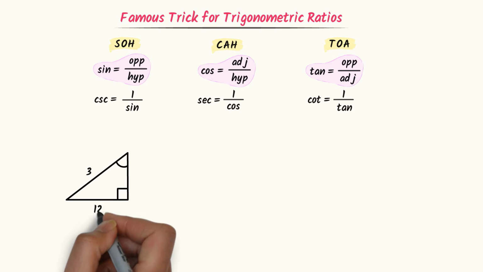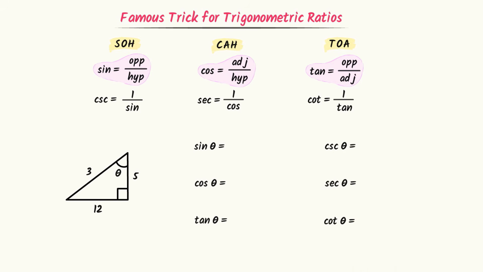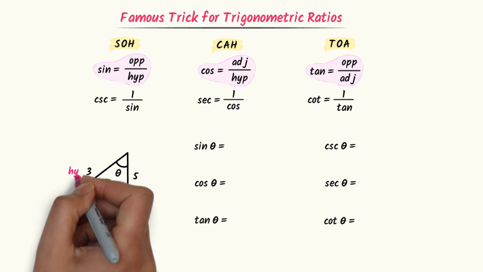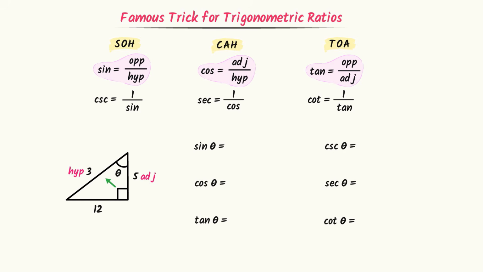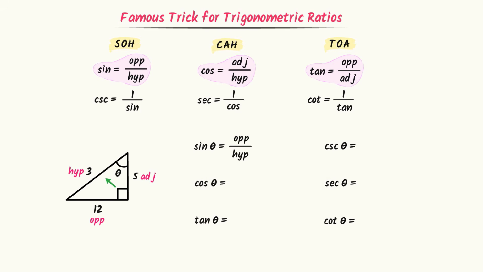Now consider this right angle triangle and find its 6 trigonometric ratios. Well, first of all, I find the 3 sides. This is the hypotenuse side, this is the adjacent side, and this remaining side is the opposite side. We know that sine is equal to opposite upon hypotenuse. Here, the opposite side value is 12 and the hypotenuse side value is 13. Cos is equal to adjacent upon hypotenuse. The value of adjacent is 5 and that of hypotenuse is 13. Tan is equal to opposite upon adjacent. The value of opposite is 12 and that of adjacent is 5.